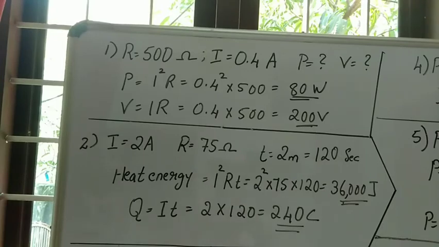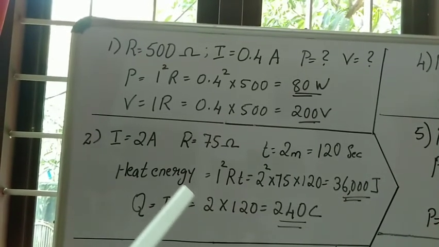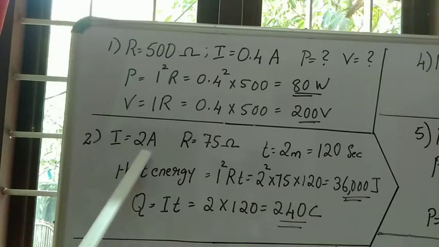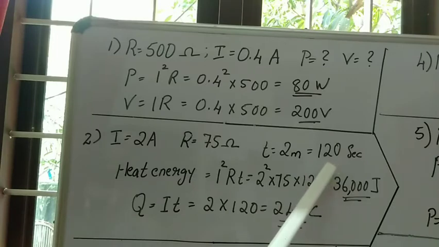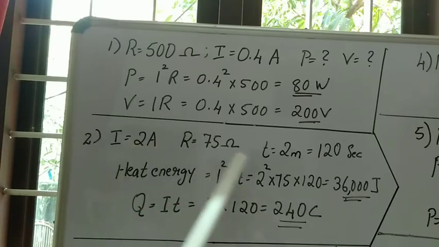Question number 2. A current of 2 ampere is passed through a coil of resistance 75 ohm for 2 minutes. So current is given 2 ampere, resistance 75 ohm, time 2 minutes. Minute is not the SI unit, so just converting to seconds, that is 120 seconds. Calculate how much heat energy is produced. According to Joule's law, we study heat energy is I square RT. Direct substitution, I square into R into time 120. You will get 36,000 joule. The SI unit of energy is joule.